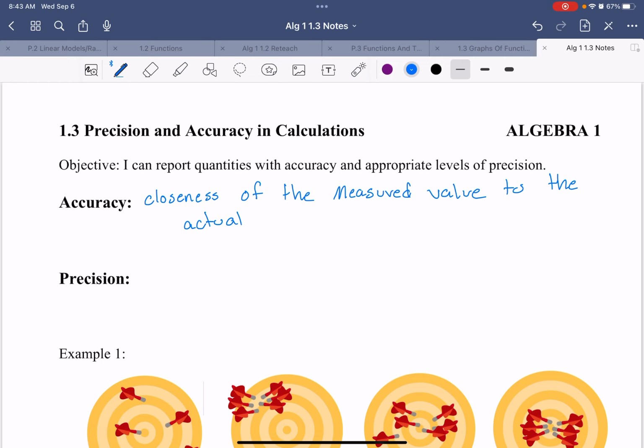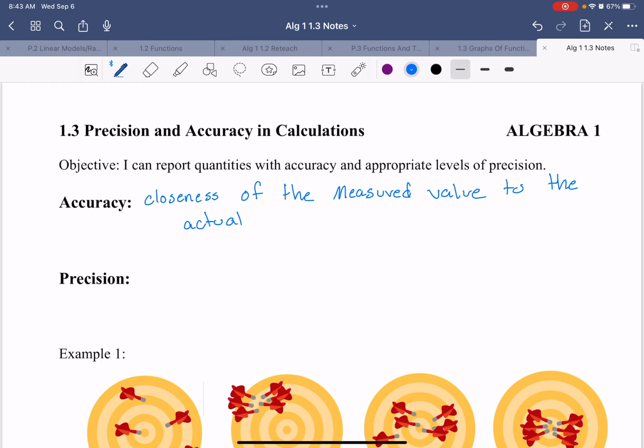Okay. So if I'm measuring a 10-pound weight, if I measure it with a scale and my scale says it's 9.9 pounds, that is very close. That is very accurate because it's very close to the actual weight.